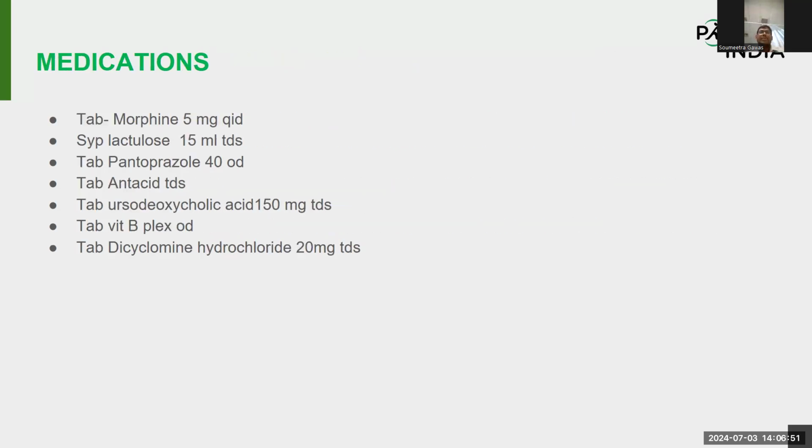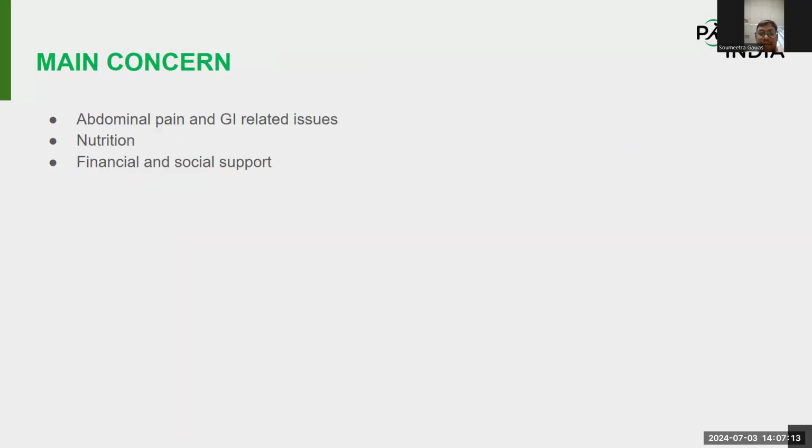Next, medications. The patient receives morphine 5 milligrams QID, syrup lactulose 15 ml TDS, tab pantoprazole 40 milligrams OD, tab antacid TDS, tab ursodeoxycholic acid 150 milligram TDS, tab vitamin B complex OD, and tab dicyclomine hydrochloride 20 milligram TDS. Next slide. The main concerns for this patient are the abdominal pain and GI-related issues, the nutrition of the patient, and the financial and social support that the patient requires.